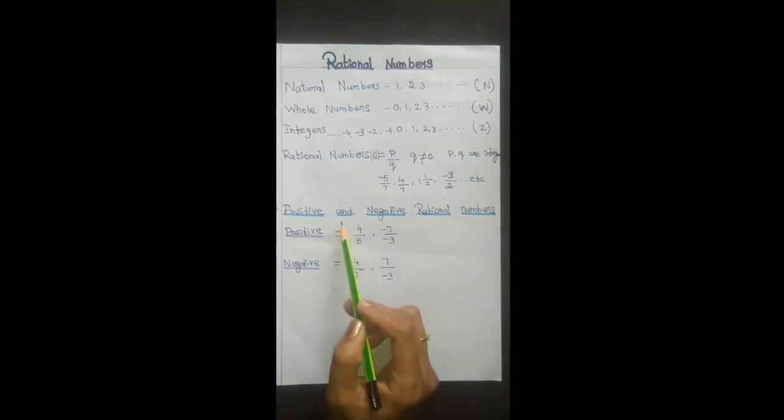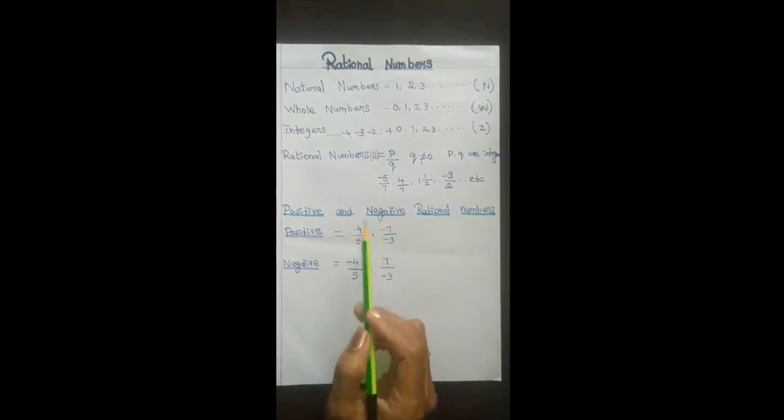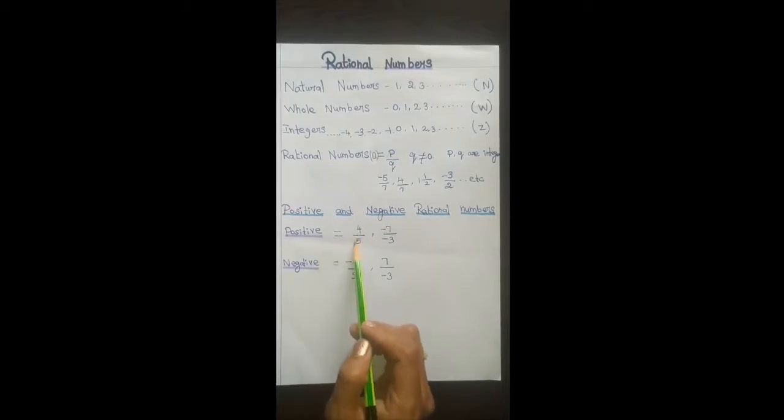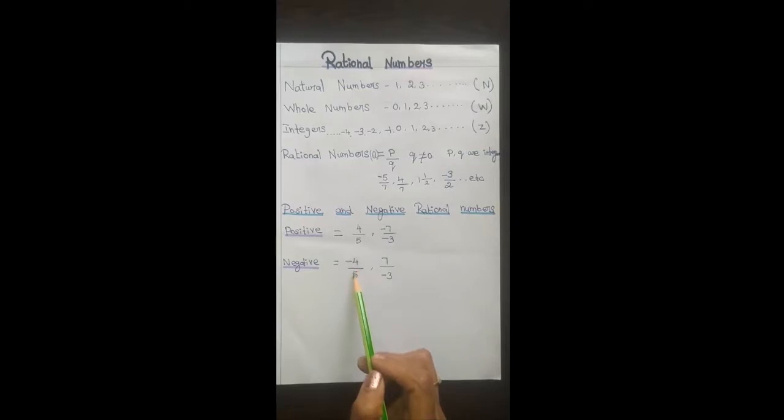We have two types of rational numbers, positive and negative. Positive rational numbers: numerator and denominator have the same sign. It is called a positive rational number. If the numerator and denominator have opposite signs, it is called a negative rational number.